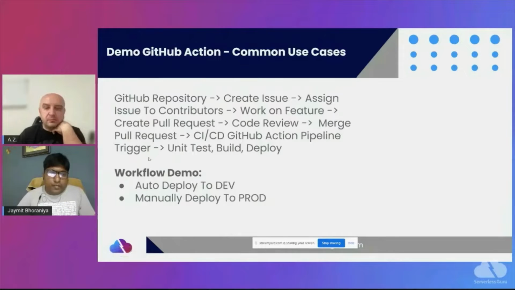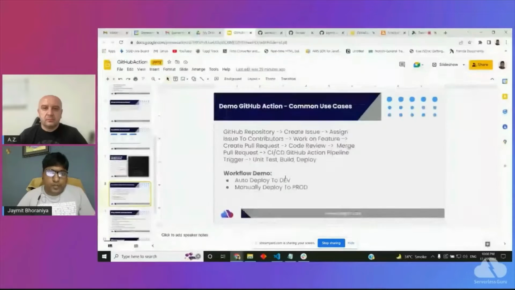So here we will see this in action, like auto deploy. As soon as someone merges the feature branch into the develop branch, it will auto deploy to dev, and we will also see how the manual deployment works as a part of production deployment.